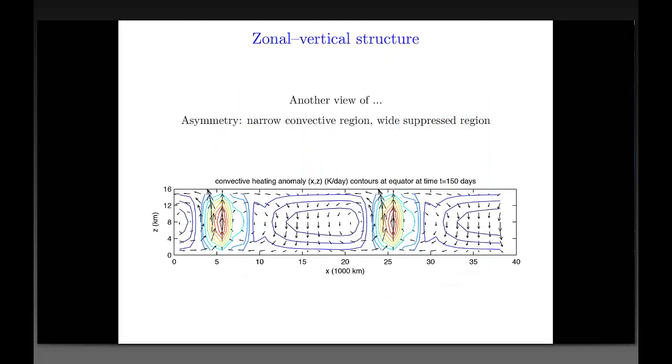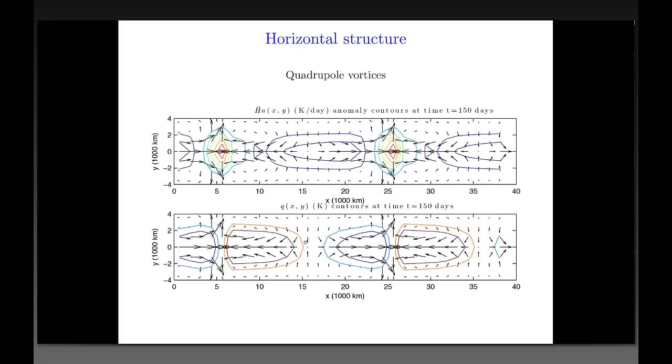This is another picture of that. If we look at the zonal and vertical structure, X and Z, you can see the narrow convective region with upward vertical motion and the wider suppressed convective region. And the nonlinear model also has the quadrupole vortices, and now they're stretched in this nonlinear version of the model.